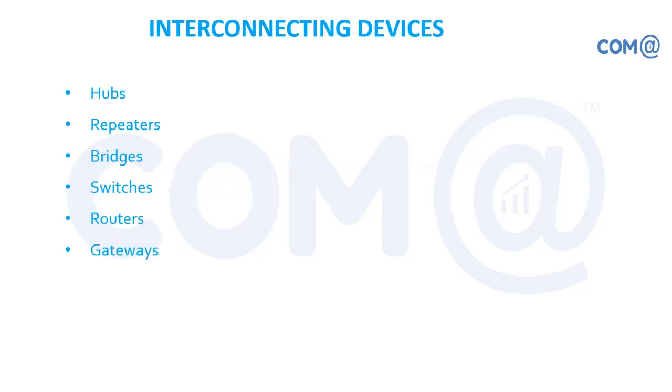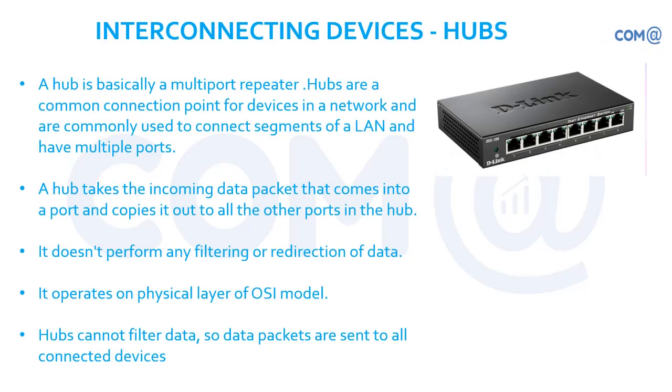Normally we have hubs, repeaters, bridges, switches, routers, and gateways. These are all the common devices we use as interconnectivity devices. Some of them are very old and not used in the industry, but most of the devices we are currently using in the industry.